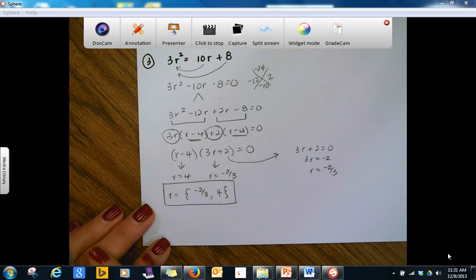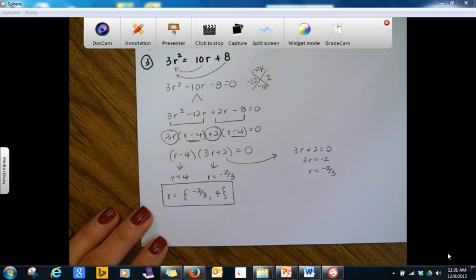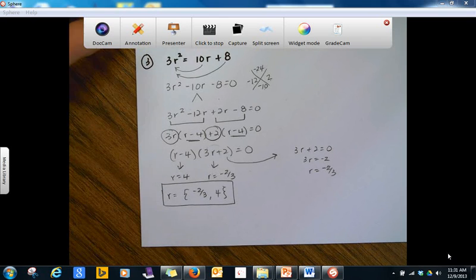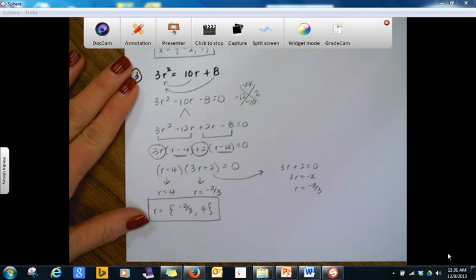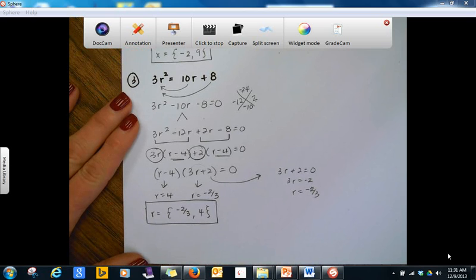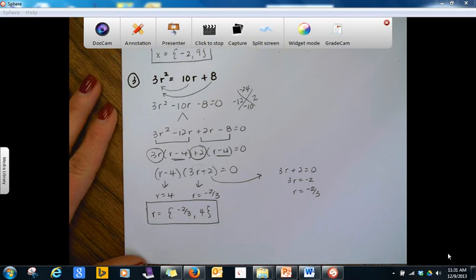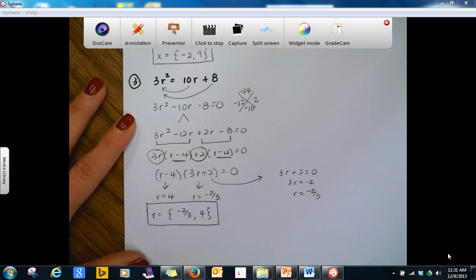In a nutshell, that's what this section of 4.7 is. You're taking various forms of polynomial equations, factoring them, and solving them. Okay? Of course, some of your homework problems will be a little bit more difficult. You may have to work a little bit harder, but this is the general process.